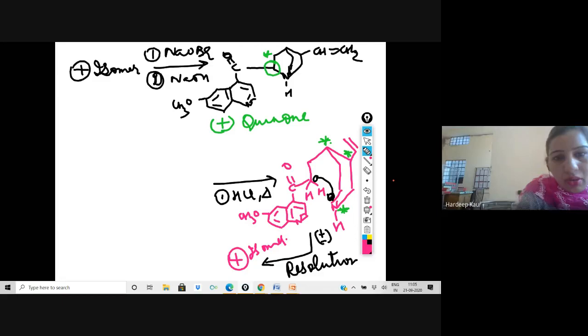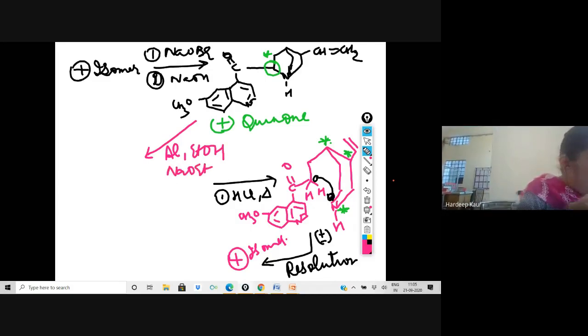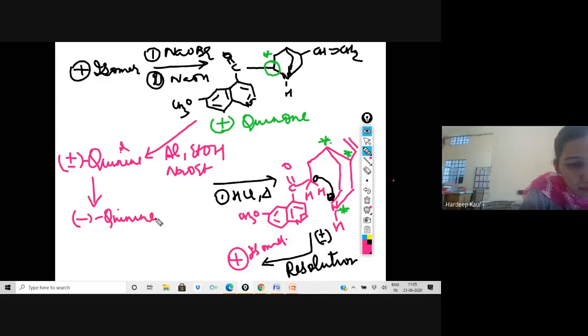to get quinine. So we add aluminium in ethanol and also base sodium ethoxide to get racemic mixture of quinine. So this racemic mixture is then resolved, and we then separate the medicinally important compound, that is minus quinine, and we carry out the resolution.